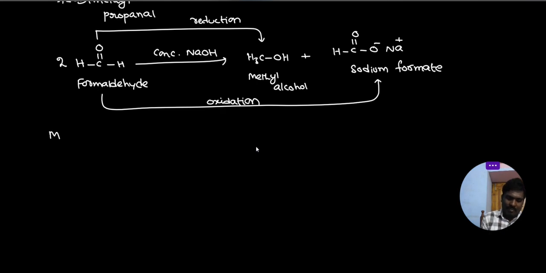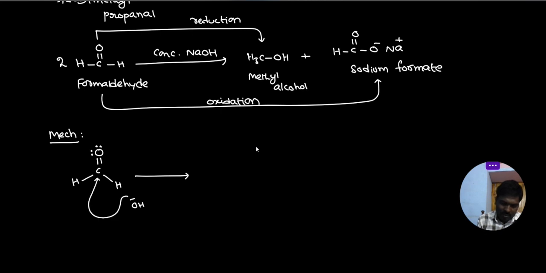Now, its mechanism. You can take formaldehyde. The double bonded carbon is an sp2 carbon. It has a trigonal planar shape, sp2 hybridization, bond angle 120 degrees. Now OH minus: the pi bonded electrons migrate towards oxygen. On oxygen a negative charge exists, and at carbon a positive charge exists. The positively charged carbon is electrophilic in nature, where the nucleophilic hydroxide ion can attack.